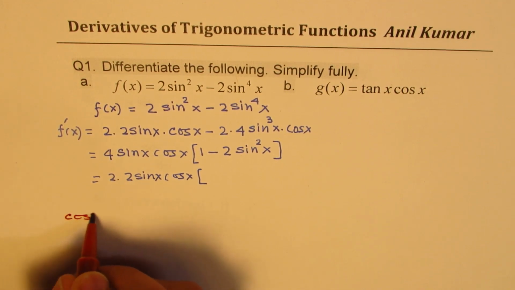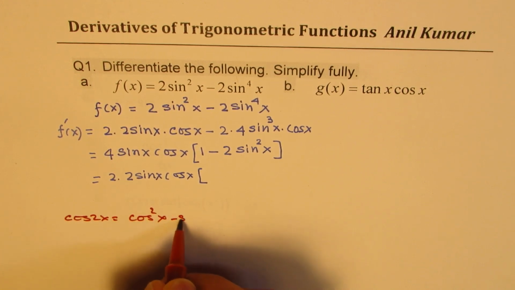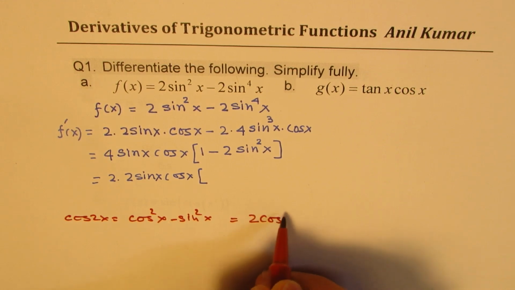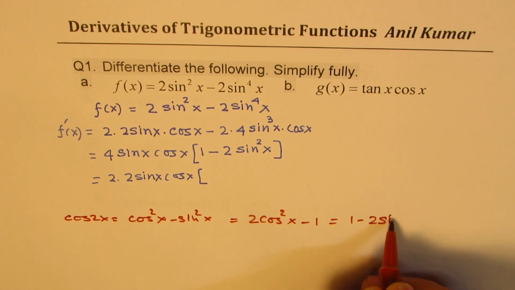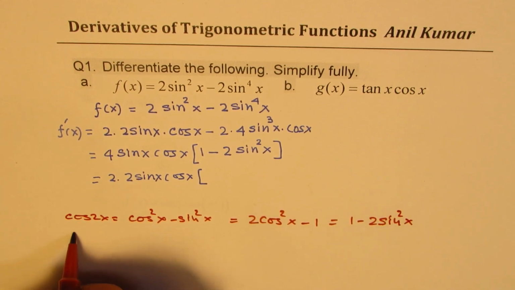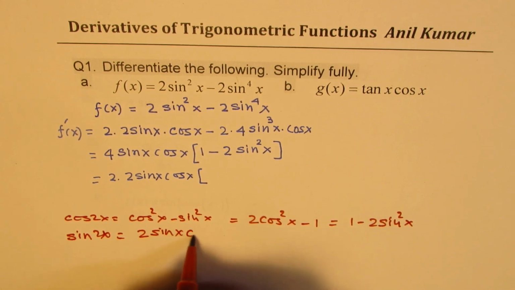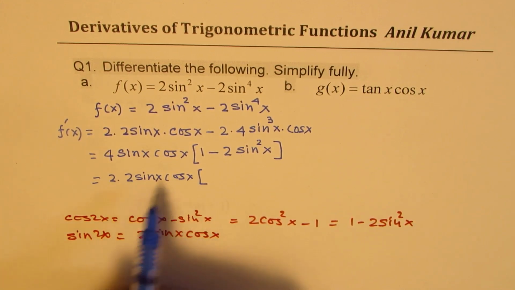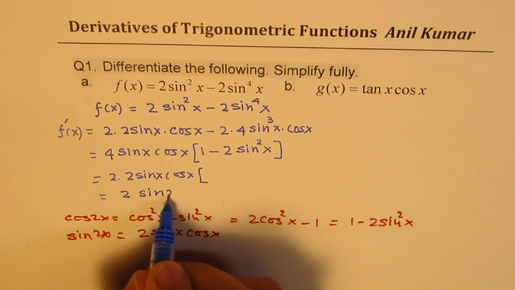So we have cos 2x equals cos square x minus sine square x, which could also be written as 2 cos square x minus 1, and it's also equal to 1 minus 2 sine square x, correct? And sine 2x is 2 sine x cos x. So we are going to use these formulas, and that's why I was just breaking it down into sine 2x cos x. So now I will write this as 2 times sine 2x, correct?